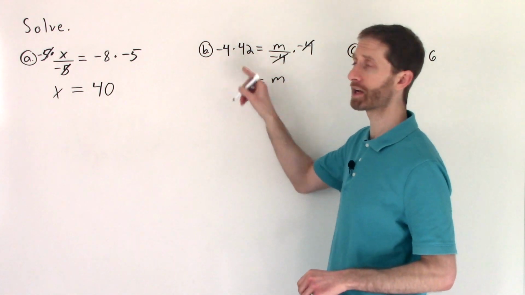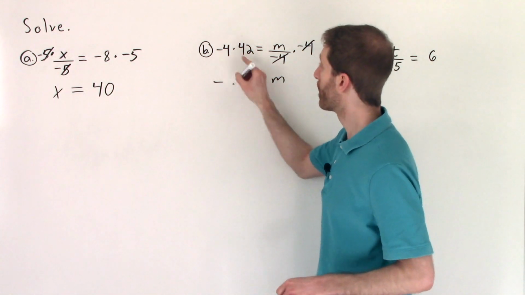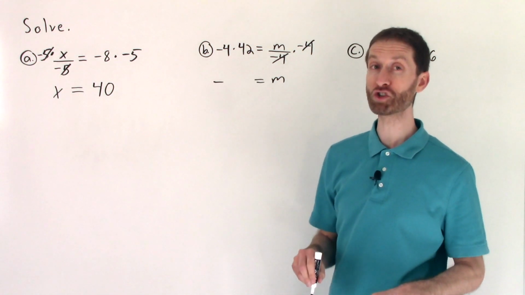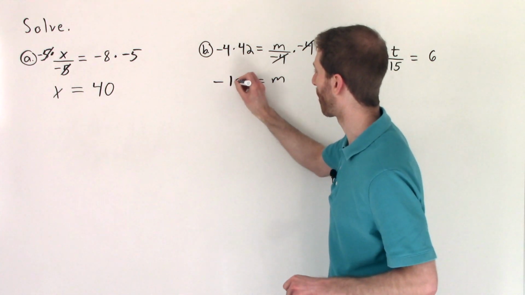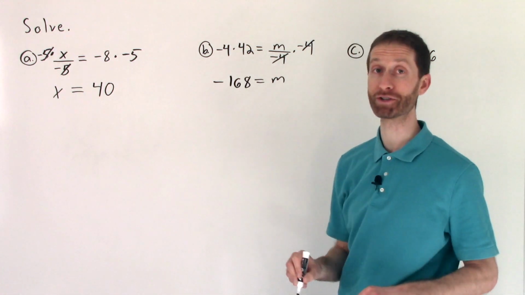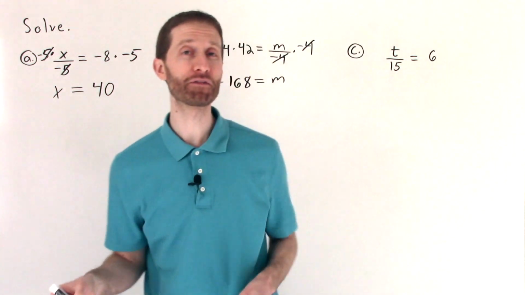And then we do negative times a positive will be a negative. 4 times 42 is 168. Whoa. And that is our solution. Not bad. Let's check out our final example.